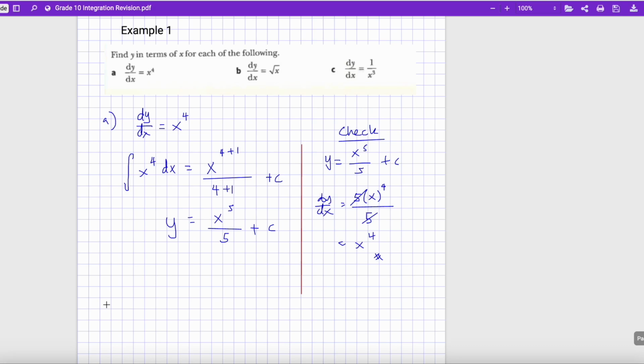Now I'm going to show you how to solve B and C, and I want you to check your answer, make sure you are right. All right, so let's see.